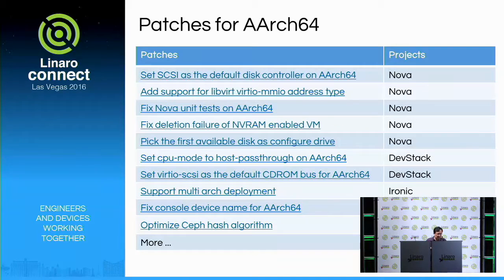Besides this list, there are many more other patches for Aarch64, and not listed here. So, for example, for networking ODL, this is the OpenStack Open Daylight plugin for Neutron, and Oslo, which is a common module for OpenStack.